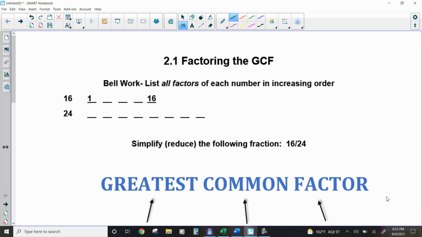Okay, this entire chapter is on factoring, so we're going to break it into chunks, and it is going to be pretty important because the next few chapters are going to involve factoring. So we're starting off with factoring the GCF. So the bell work says list all factors of each number in increasing order.